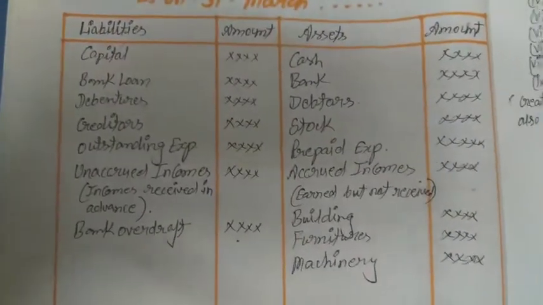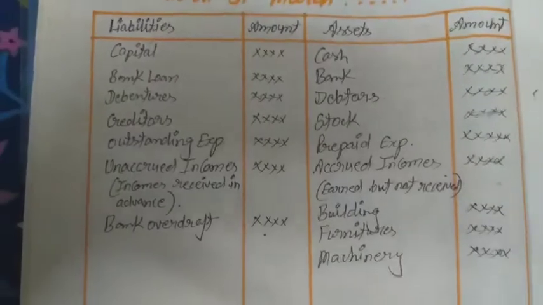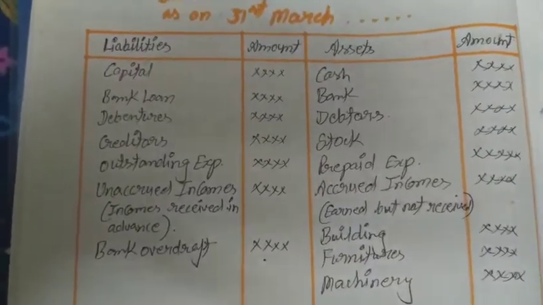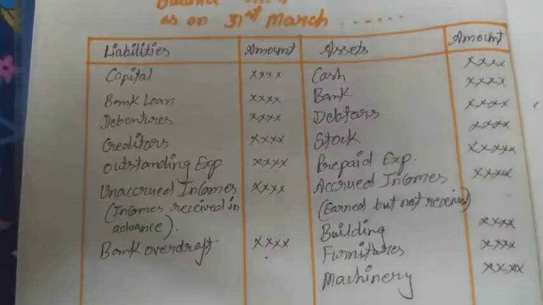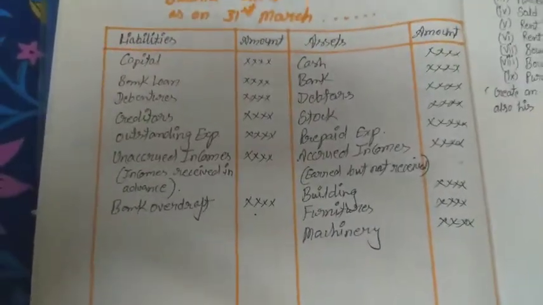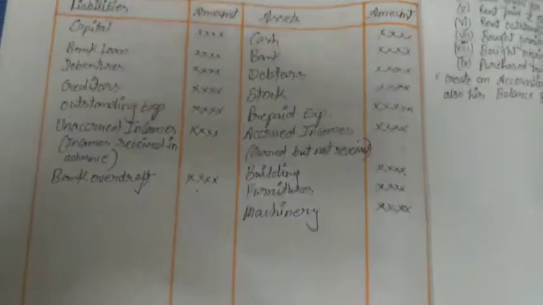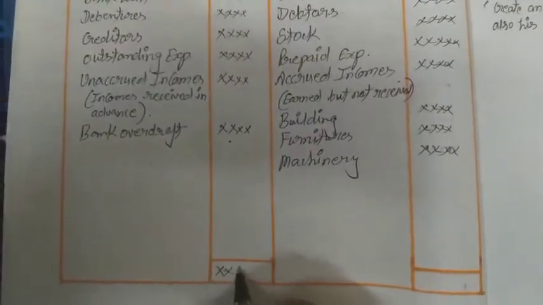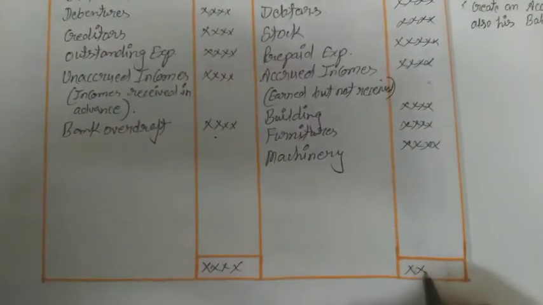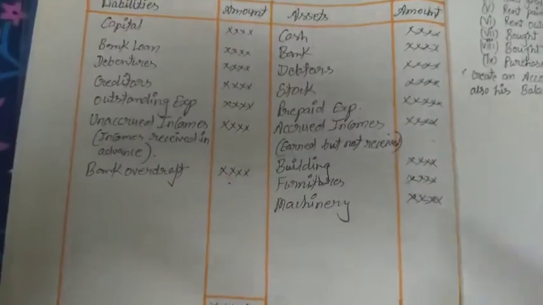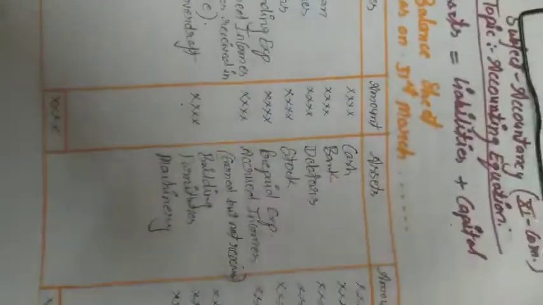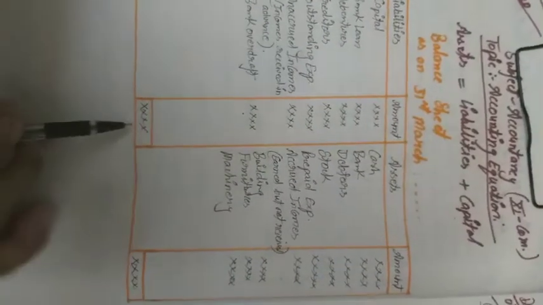Many more assets and liabilities are there. I have shown you the format: assets will come at which side and liabilities at which side. When we total both sides, liabilities and assets, they should be equal. If they are not equal, we have made a mistake in the question. So this is the balance sheet format and we should remember it. This amount should be equal on both sides.